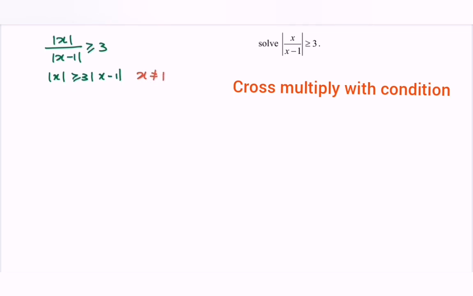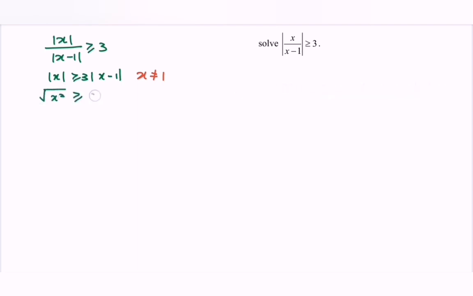Next, based on the definition, we notice that the modulus of x is the square root of x squared, greater or equals to 3 times the square root of x minus 1 bracket square. So what we can do is to square both sides. If we square both sides, we will have x squared on the left greater or equals to 9 multiply with x minus 1 bracket square. Expand the x minus 1 square.